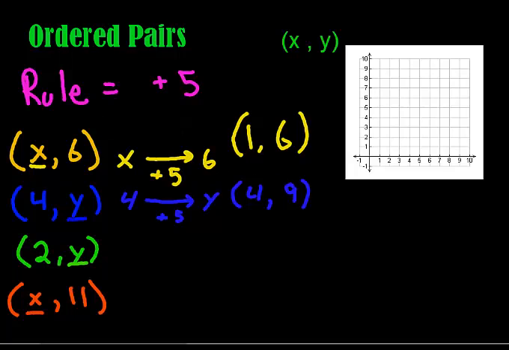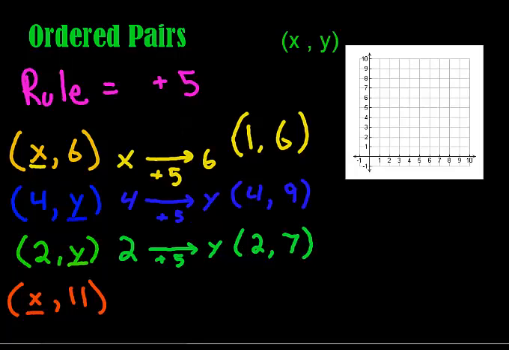Now look at my next one. They give me the x already of 2. We go through the function machine, and I know my rule is still plus 5. And so I know 2 plus 5 will give me y, and 2 plus 5 is 7. So I know this ordered pair is (2, 7).